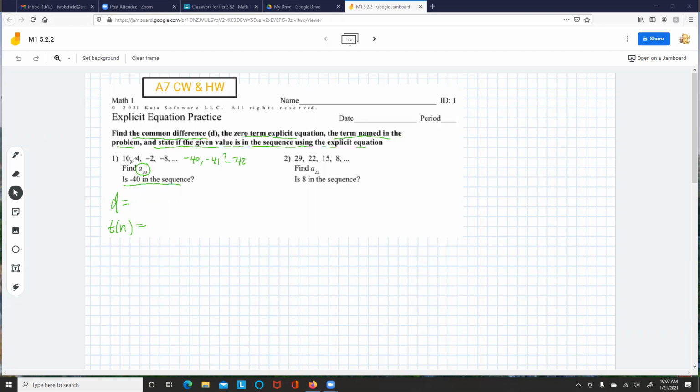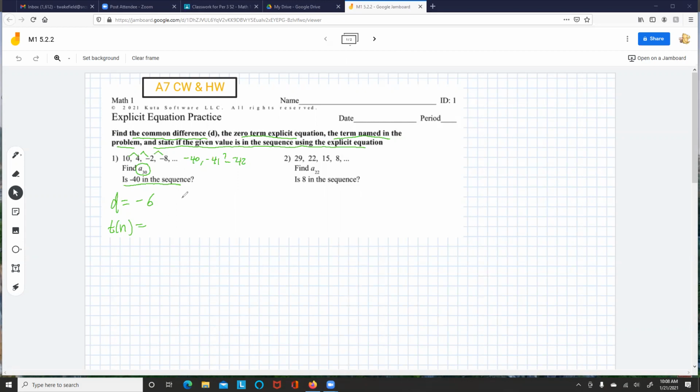Okay, so the common difference. If we look at 10, 4, negative 2, negative 8, what is happening to these numbers, guys? Are they going up? Are they going down? By how much? By 6. They're going down by 6. Yes, that's right. Okay, going down by 6, so our d is going to be negative 6. So we want to write that on our paper, guys. d is negative 6.